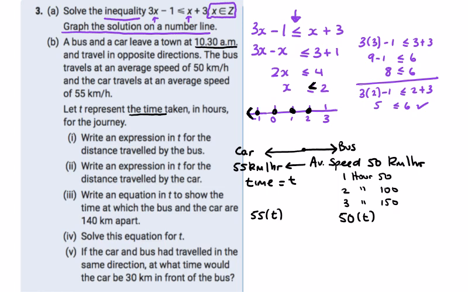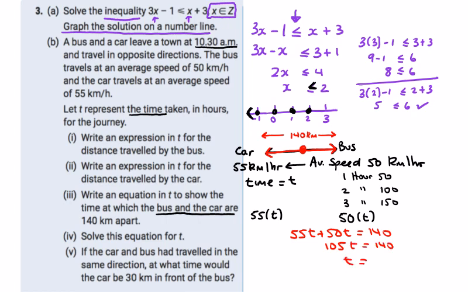Write an equation in t to show the time at which the bus and the car are 140 kilometers apart. So if we imagine we're looking for this whole thing here to be 140 kilometers from there to there, the two distances added together, from here to here and from here to here, have to be equal to 140, and we have an expression here. We have 55t plus 50t is equal to 140. So 105 times the time taken is 140. So t is equal to 140 over 105.